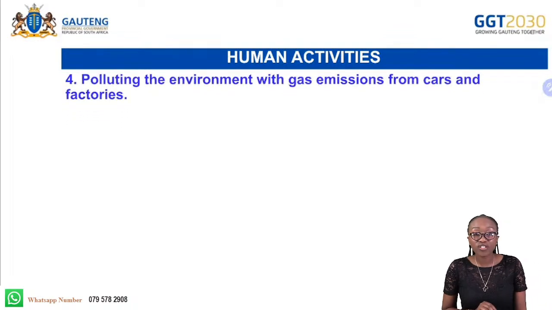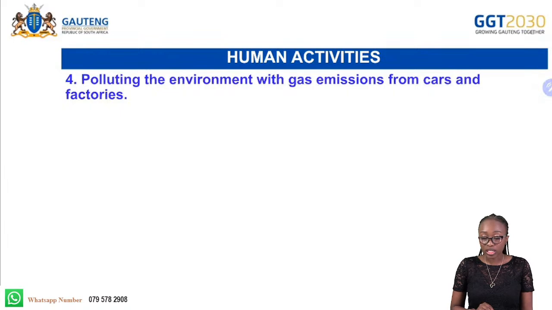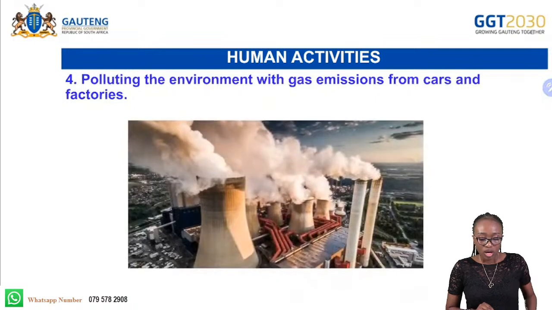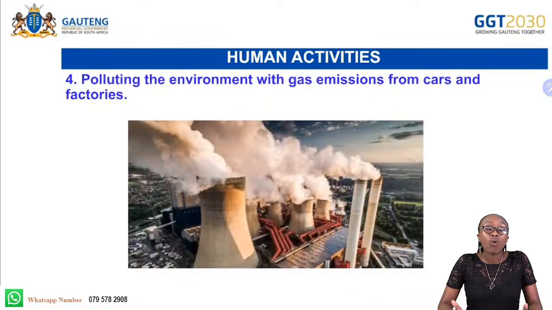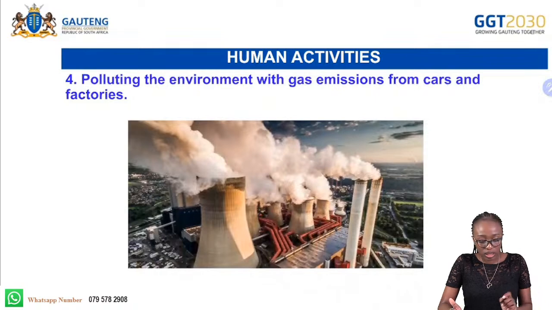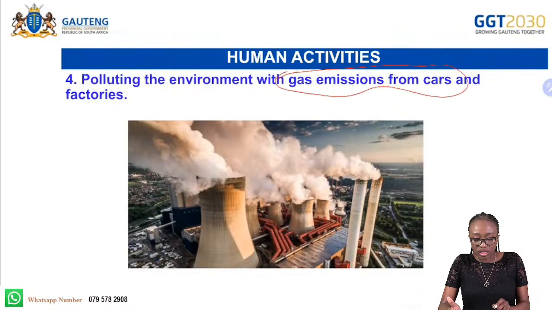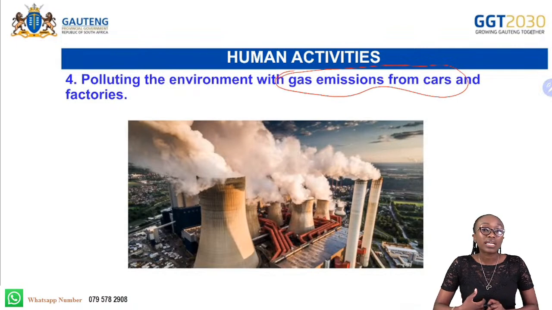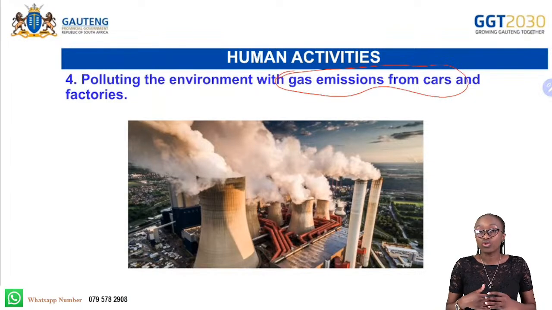And then activity 4 is polluting the environment with gas emissions from cars and from factories. From our balancing ecosystems lesson, we learned about gas emissions, how they cause climate change, and how they go on to cause global warming. These gas emissions pollute the air, and different animals rely on clean air in order to carry out their life processes such as respiration, so that they can have energy to do work.